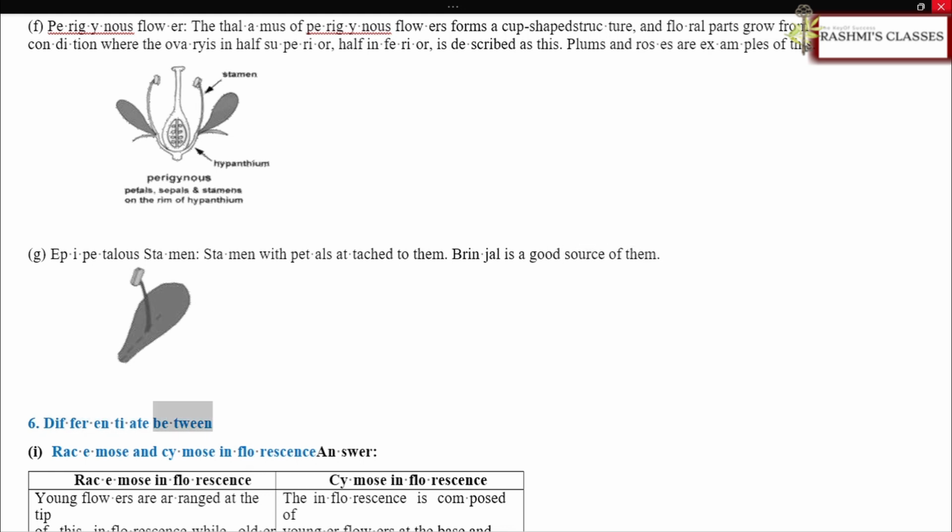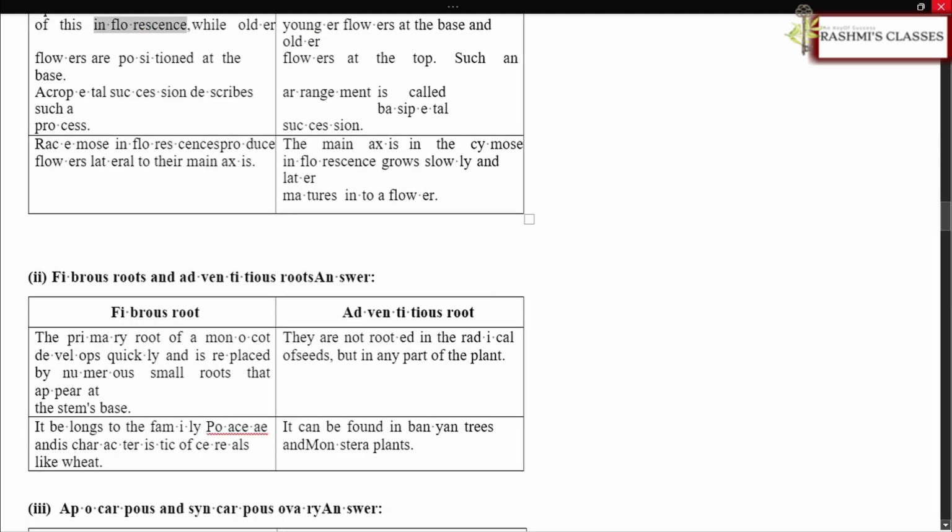Differentiate between racemose and cymose inflorescence. Answer. Racemose inflorescence: younger flowers are at the base and older flowers are at the top. Such an arrangement is called acropetal succession. Cymose inflorescence: young flowers are arranged at the tip, and older flowers are positioned at the base. Such an arrangement is called basipetal.